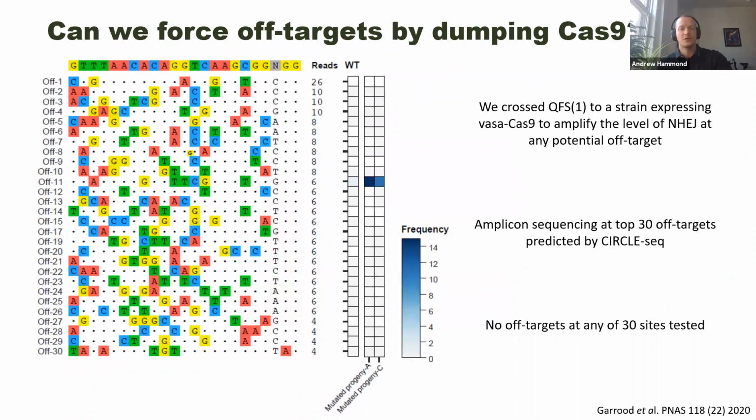And in fact, we also tried to see if we could force mutations to happen by adding this deposition that I talked about earlier. So we know that deposited Cas9 generates far more mutations than using the upgraded ZPG promoter. So we crossed our gene drive mosquitoes to a strain expressing this Cas9 to try and force mutations to happen at any potential off-target. And again, we found no evidence for any mutation happening at any off-targets.